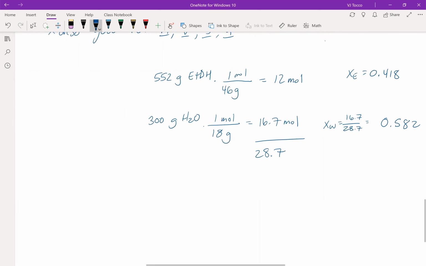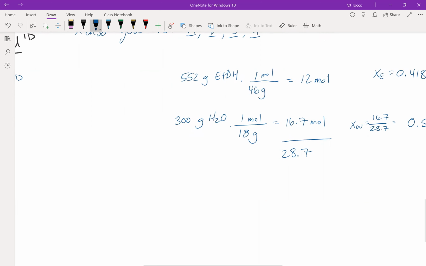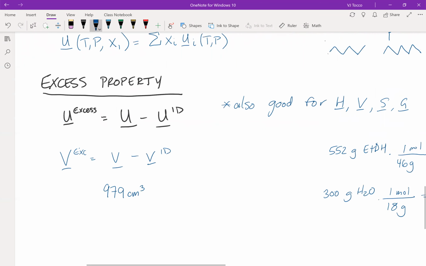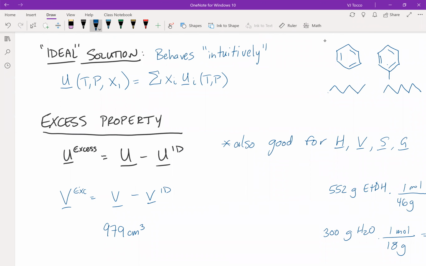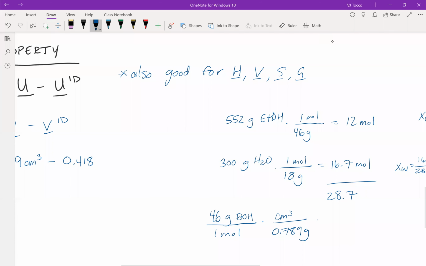All right, so I'm going to now plug this into the ideal case solution. In ideal, it's simply the weighted average. So minus 0.418 times the molar volume of ethanol. I have to look up the molar volume of pure ethanol. I already looked up the density of ethanol. The inverse of the density is the specific volume of ethanol, multiplied by the molecular weight, which gets me centimeters cubed per mole. So it's 58.3 centimeters cubed or milliliters per mole.